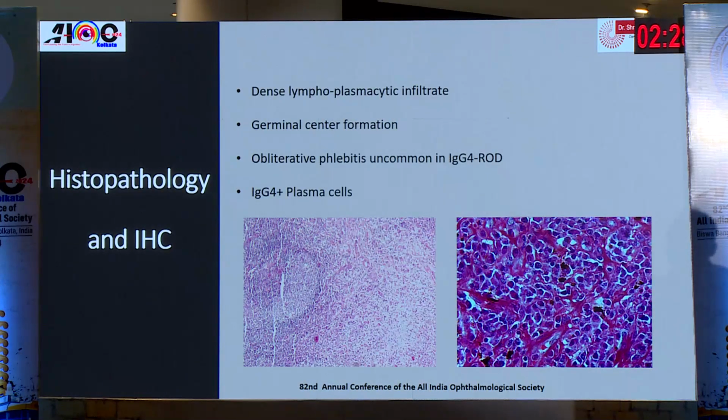On histopathology, as was seen in our two patients, there will be a dense lymphoplasmacytic infiltrate. There can be germinal center formation. And obliterative phlebitis, although common in systemic IgG4, is pretty uncommon in ophthalmic IgG4. And IgG4 positive plasma cells will be seen.